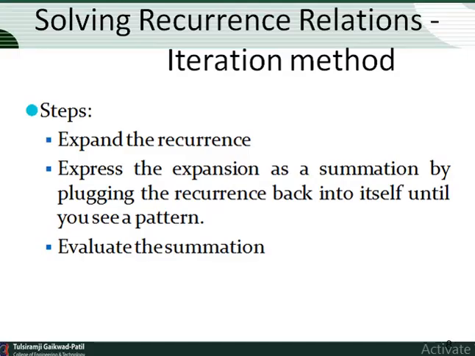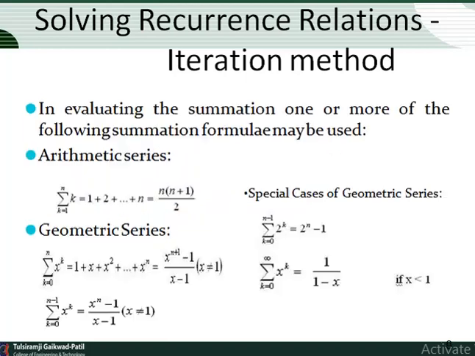Solving a recurrence relation by using the iteration method, there are three steps. First, expand the recursion. Second, express the expansion as a summation by plugging the recurrence back into itself until you see a pattern. And third, evaluate the summation. In evaluating the summation, one or more of the following summation formulae may be used.